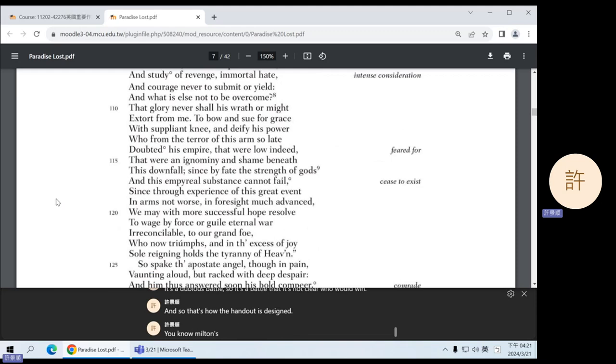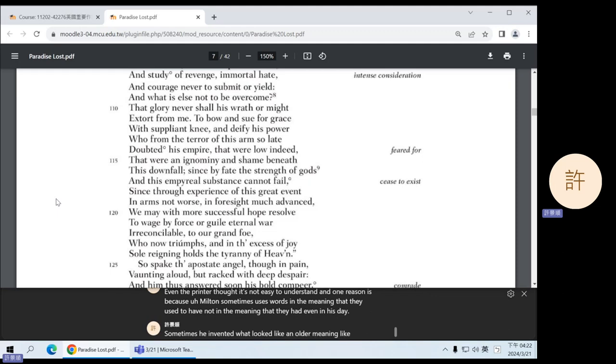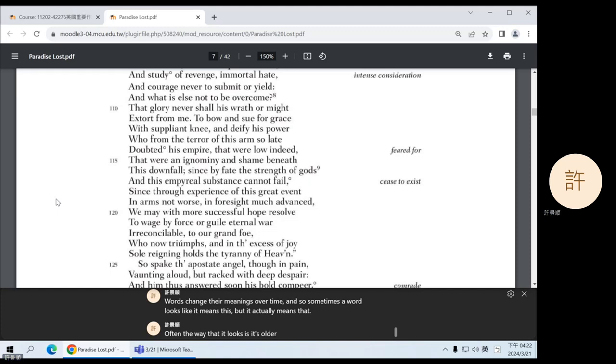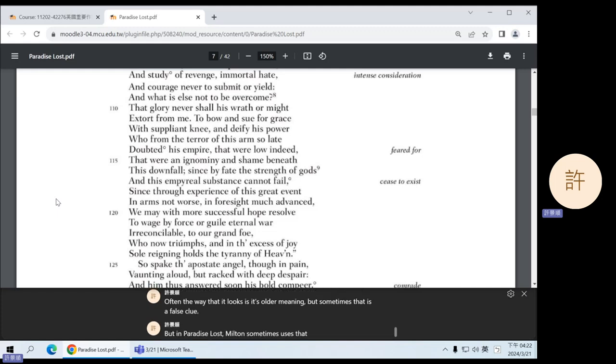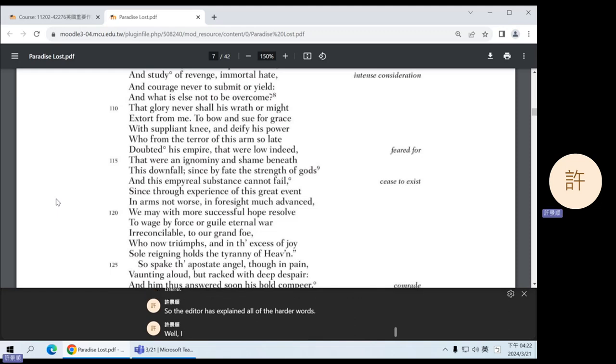You know, Milton's language, right? Even the printer thought it's not easy to understand. And one reason is because Milton sometimes uses words in the meaning that they used to have, not in the meaning that they had even in his day. Sometimes he invented what looked like an older meaning. English is a changing language. Words change their meanings over time. And so sometimes a word looks like it means this, but it actually means that. Often, the way that it looks is its older meaning, but sometimes that is a false clue. But in Paradise Lost, Milton sometimes uses that false early meaning. So even checking a historical dictionary may not help you there. So the editor has explained all of the harder words. Well, I guess all the words that the editor thinks are hard.